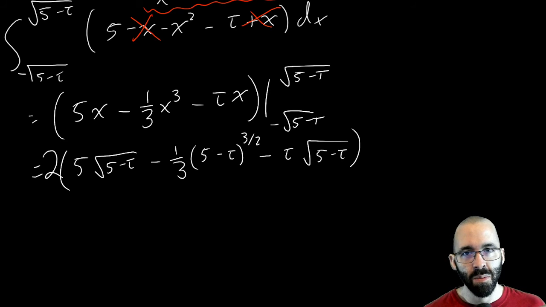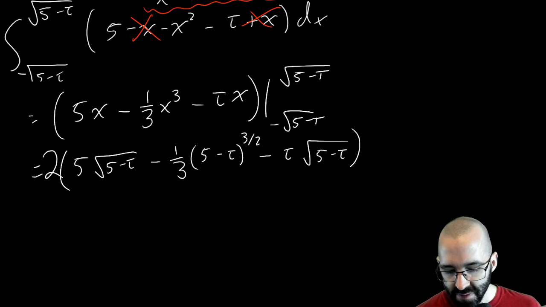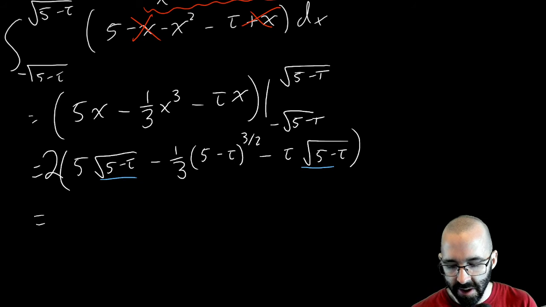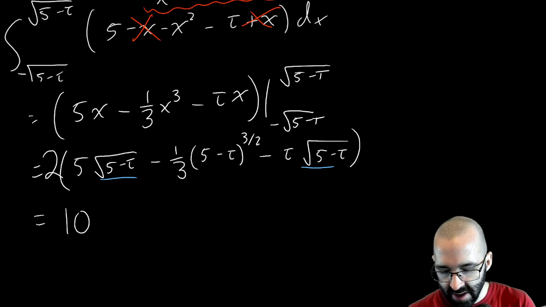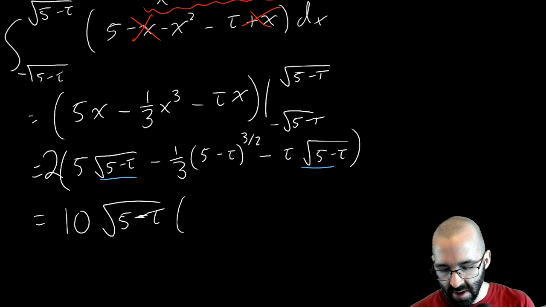So that's properties of even functions for integrals. And you could simplify this a little bit more. Let's combine these two terms and distribute the 2. That's going to give us 10 square root of 5 minus t, and then that's this whole term.